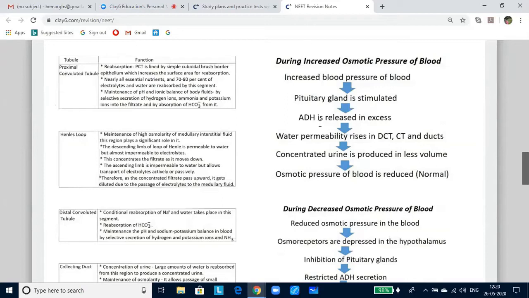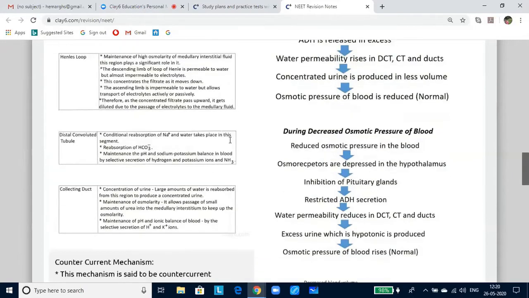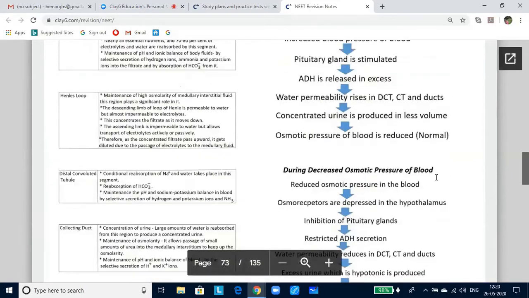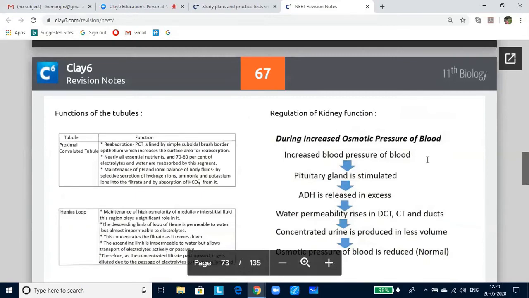Daily urine output in normal adult is 1.5 to 1.8 liters. It consists of water to an extent of 95 to 96%. Urea will be to an extent of 2%, and salt as sodium chloride will be about 2%, and other substances like uric acid, creatinine, etc. are 0.4%. Now let us look into the regulation of kidney function.